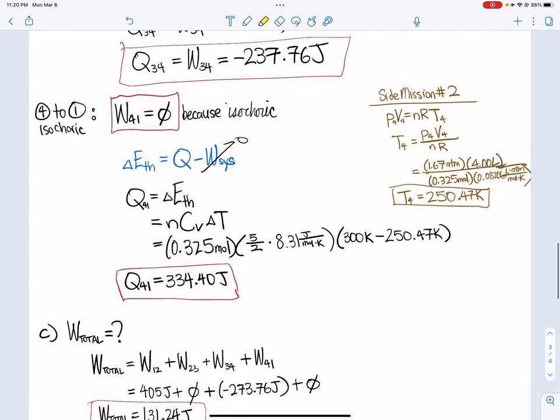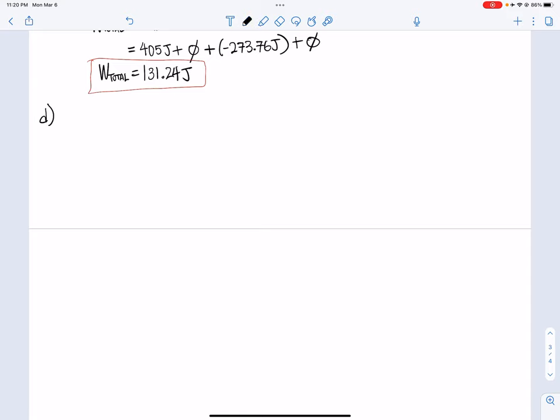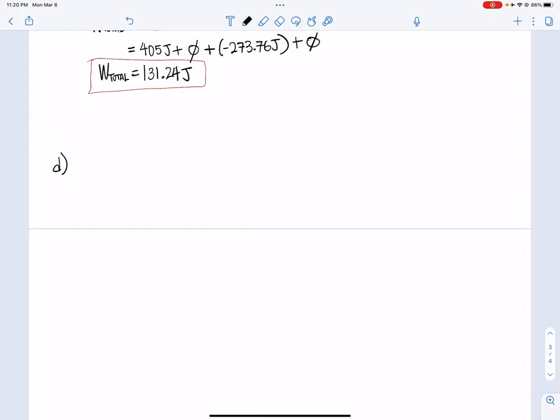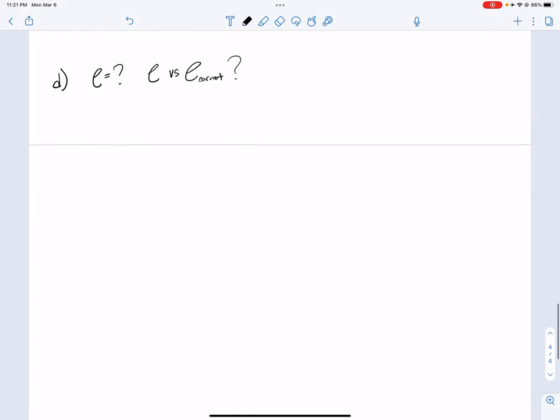All right, so let me move part D a little bit. Okay, part D, find the efficiency, and then compare the efficiency with the Carnot efficiency. That's our tasks for part D. Let's start with the efficiency of the heat engine.